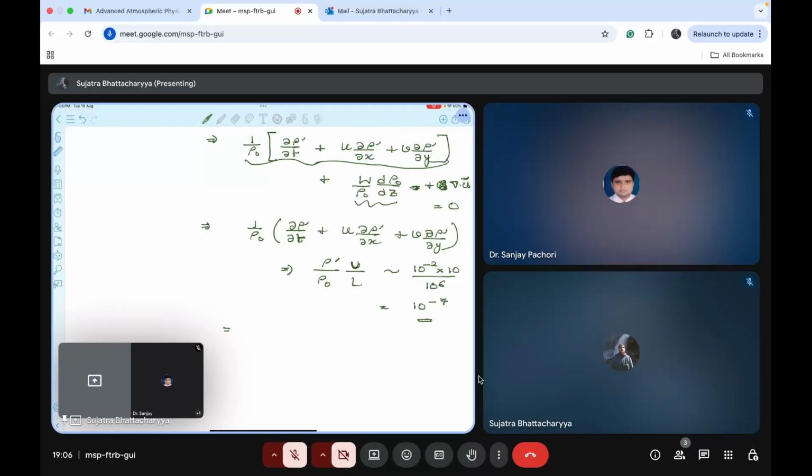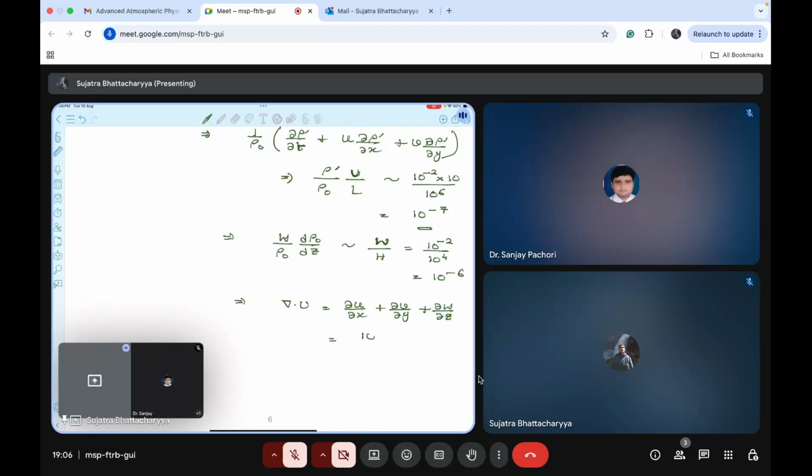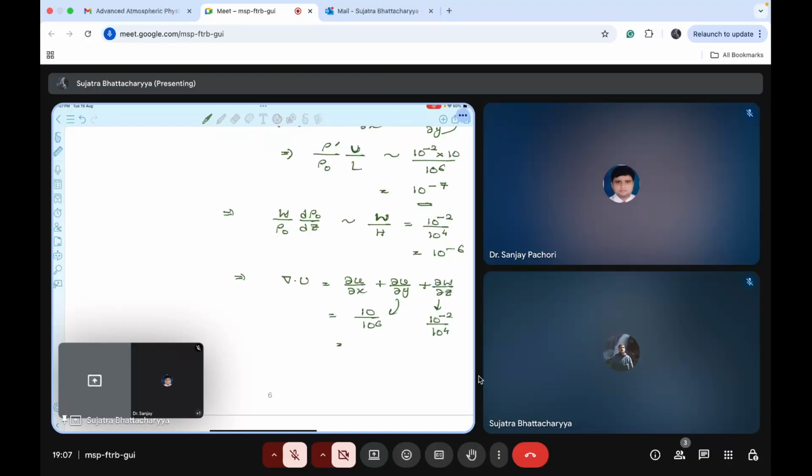Let's say this, that is w by rho naught d rho naught by dz. Okay, so this is nothing but w by h because rho naught cancels. So this gives you 10 to the power minus 2 divided by 10 to the power 4, which is 10 to the power minus 6. And we have the third term, del dot u, which is delta u delta x plus delta v delta y plus delta w delta z. Apply it. So it will be 10 divided by 10 to the power 6. This is also the same. And this will be 10 to the power minus 2 divided by 10 to the power 4. So this is 10 to the power minus, sorry, minus 5. So this is 10 to the power minus 6.